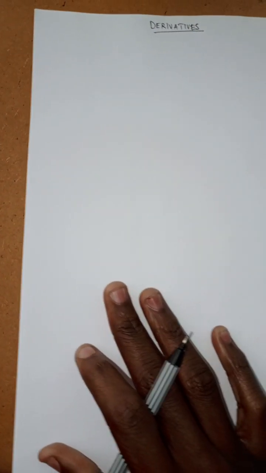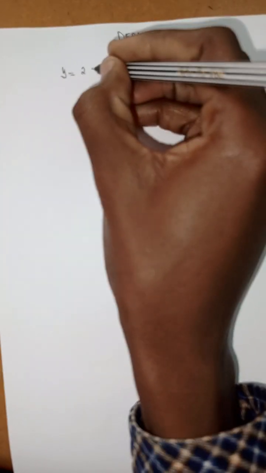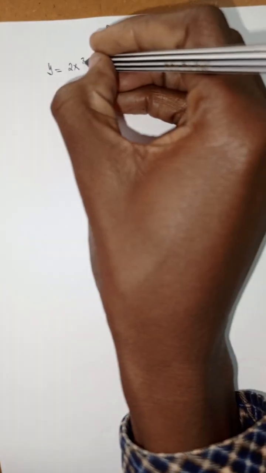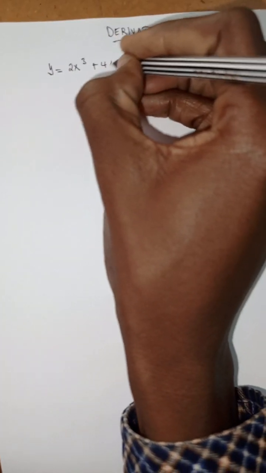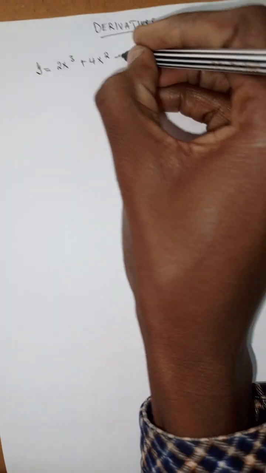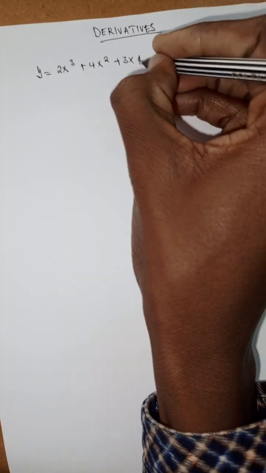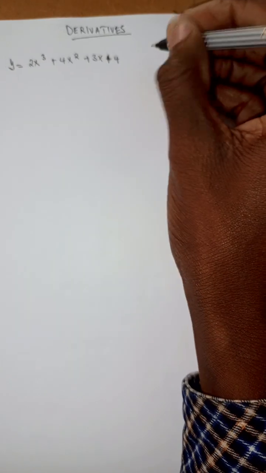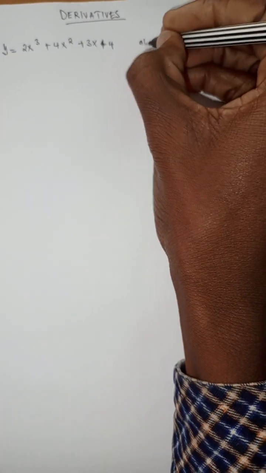So without wasting much of the time, a derivative is simply a function that gives a slope at a certain value of x. So for instance, you're given a function and then you're told to find the slope at x equals 2. You say differentiate this.